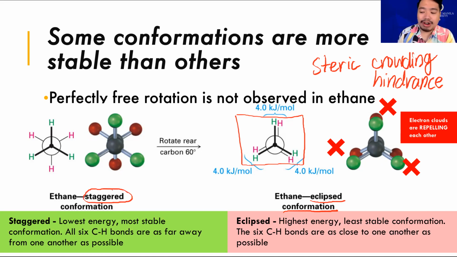And the staggered form is the most stable or the lowest energy form because we avoid all of that repulsion, we avoid that steric crowding. There is still some, it's still there, it's inescapable, everything's covered in electrons, but we've minimized it. Okay.